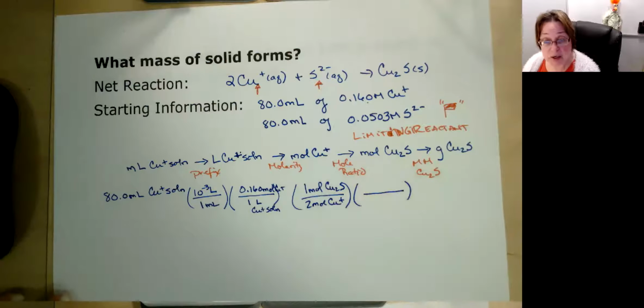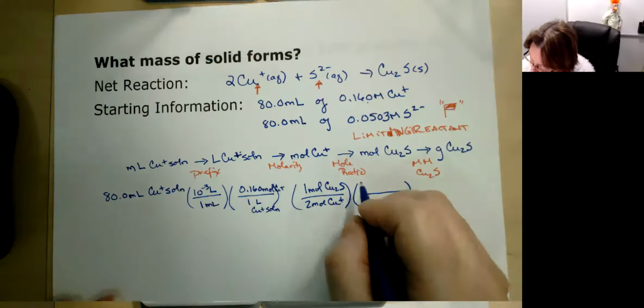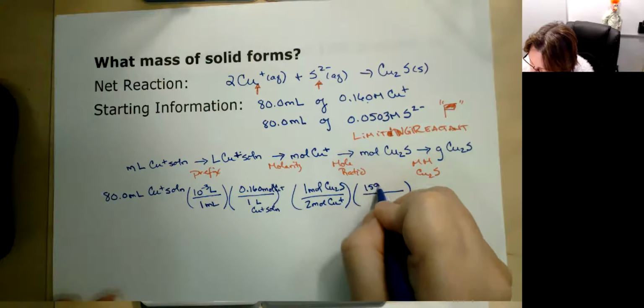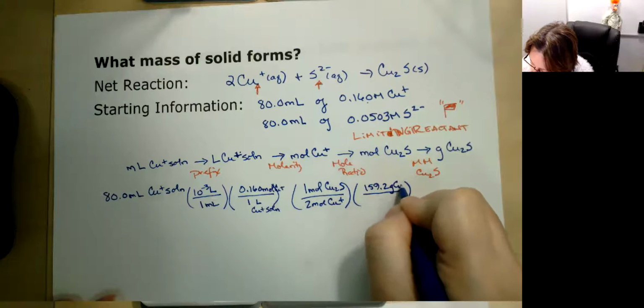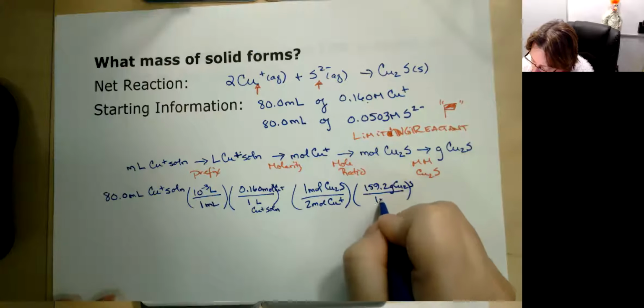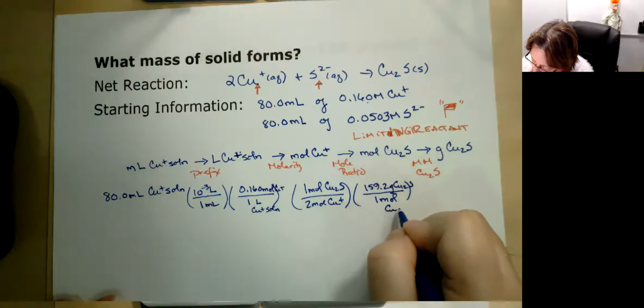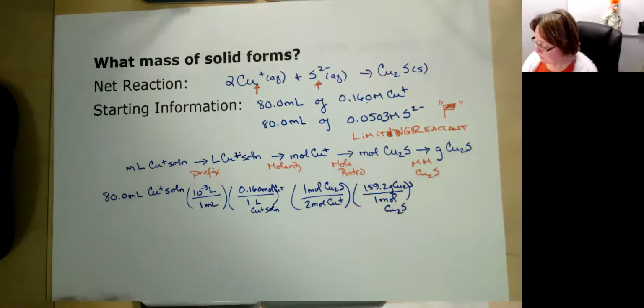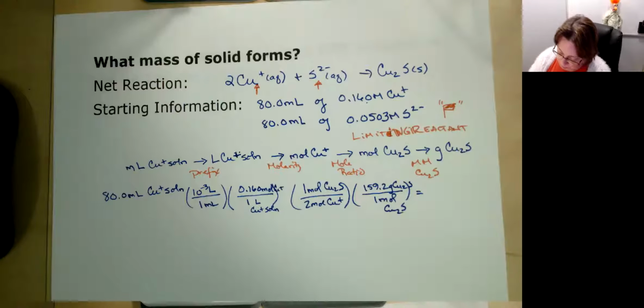And then I need to go to the periodic table and figure out the molar mass of copper 1 sulfide. And it is 159.2 grams of copper 1 sulfide for every mole of copper 1 sulfide. So we'll need to come up with a value for that.